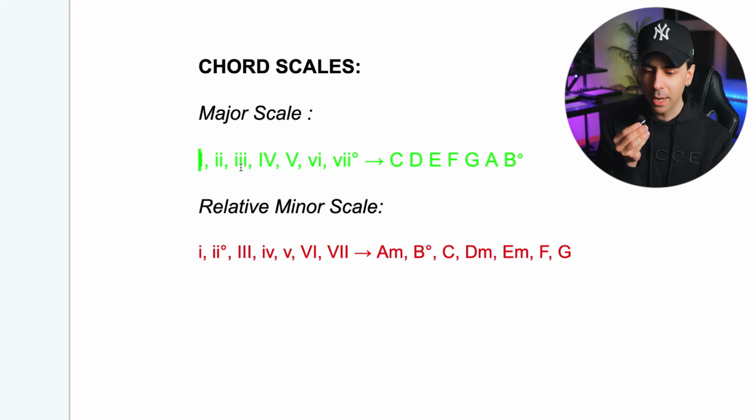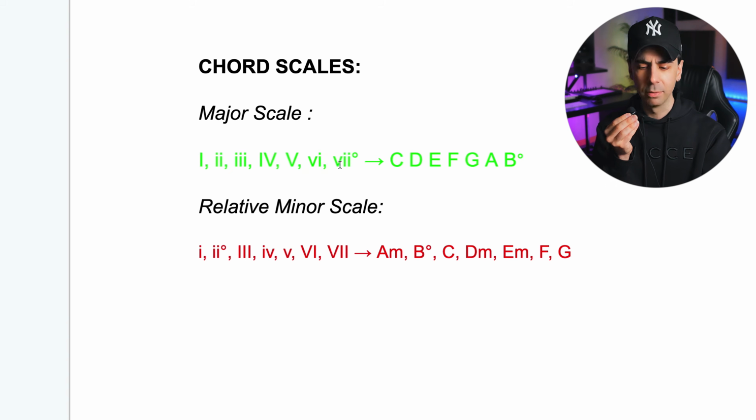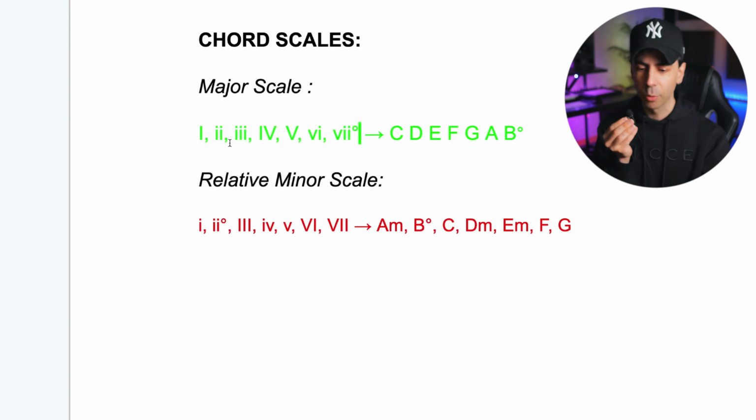So you've got major, minor, minor, major, major, minor, and then diminished, which you don't really have to worry about so much at the moment. It's usually just used as a passing chord or maybe in a bridge or just for some kind of tension. Now you then have the relative minor.